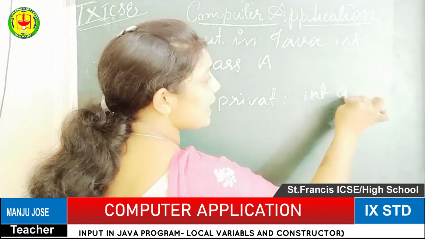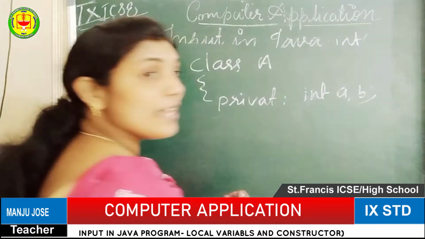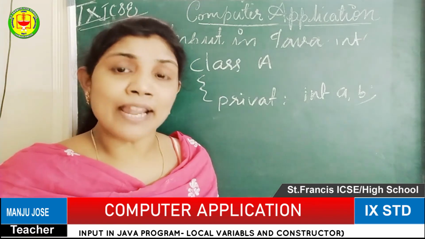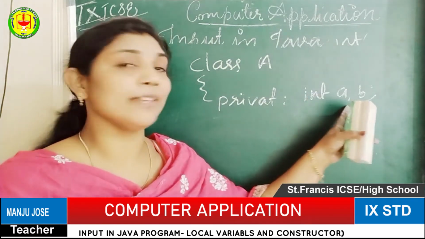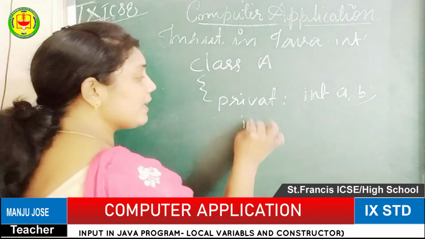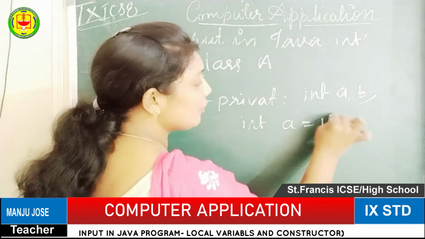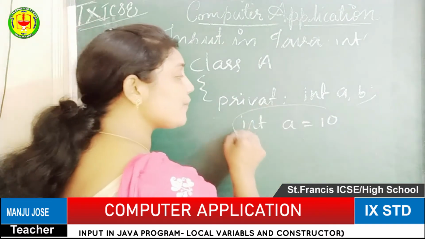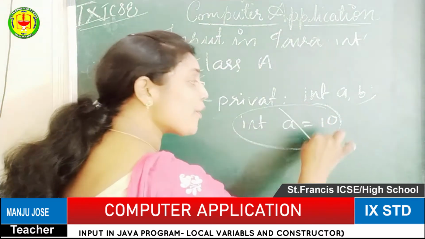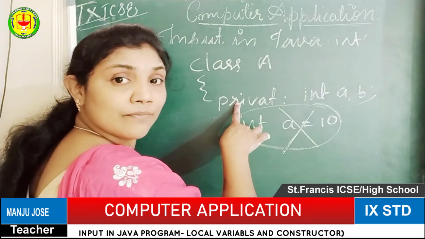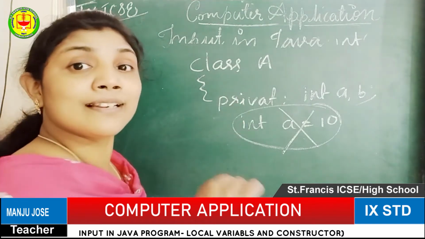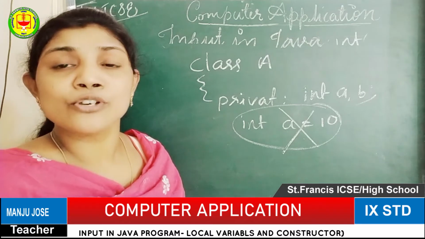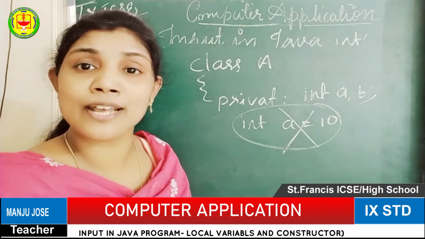Here I have declared private int A and B. Usually, how can we initialize a variable? While declaring the variable itself, we apply the value. That means declaring int A equal to 10. This is normal initialization. This kind of initialization is not allowed in the class. That's why I said a class is unable to initialize class variables directly, so we use another concept called a constructor.